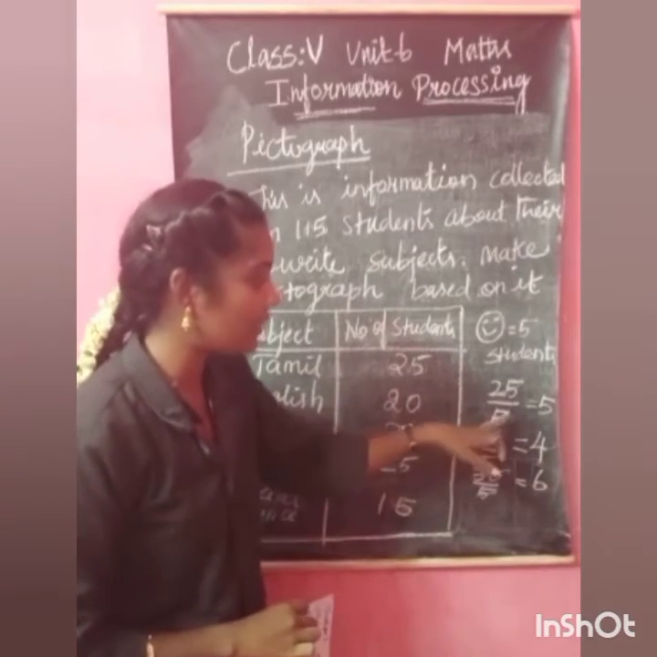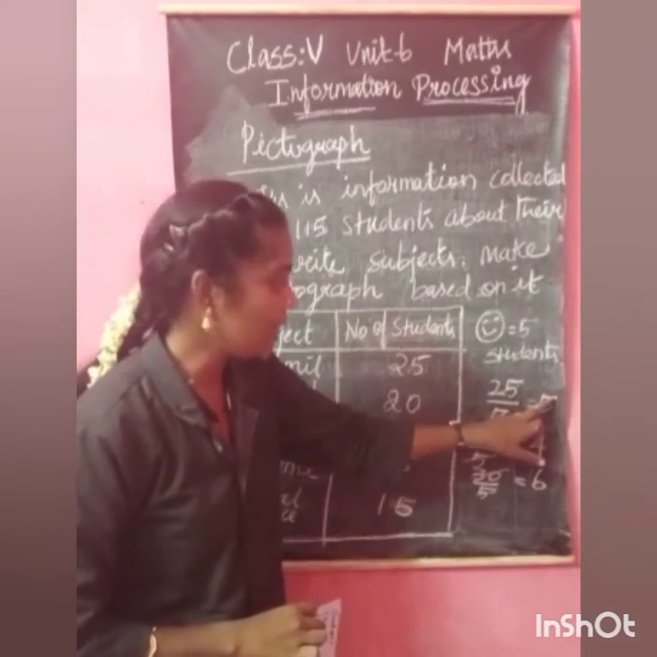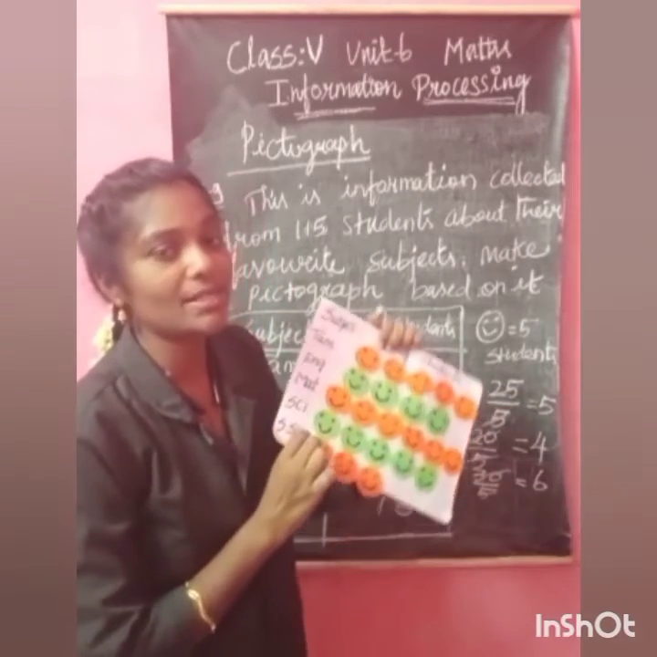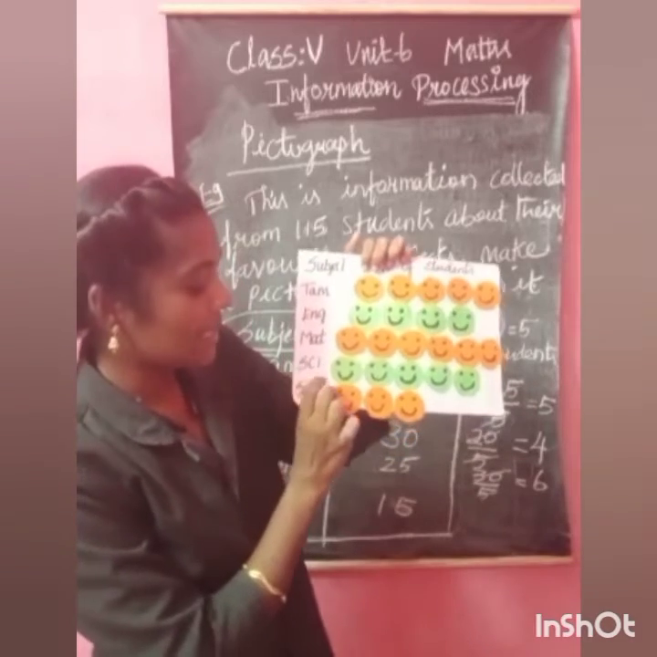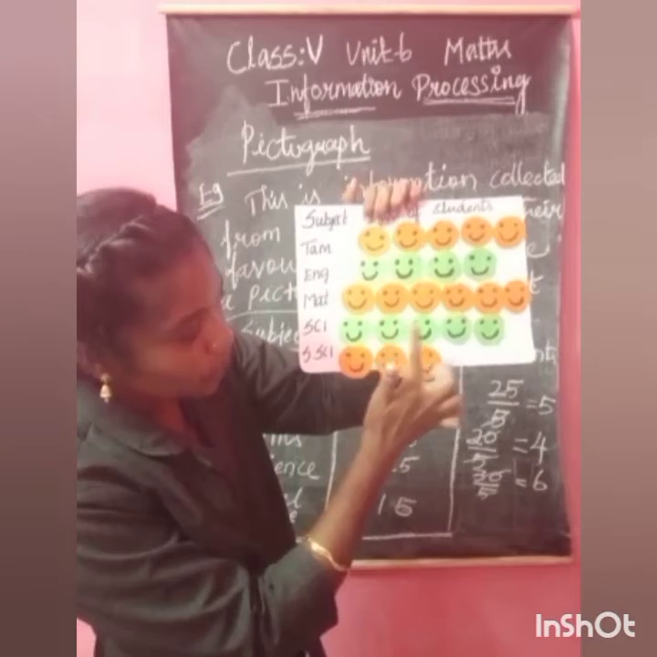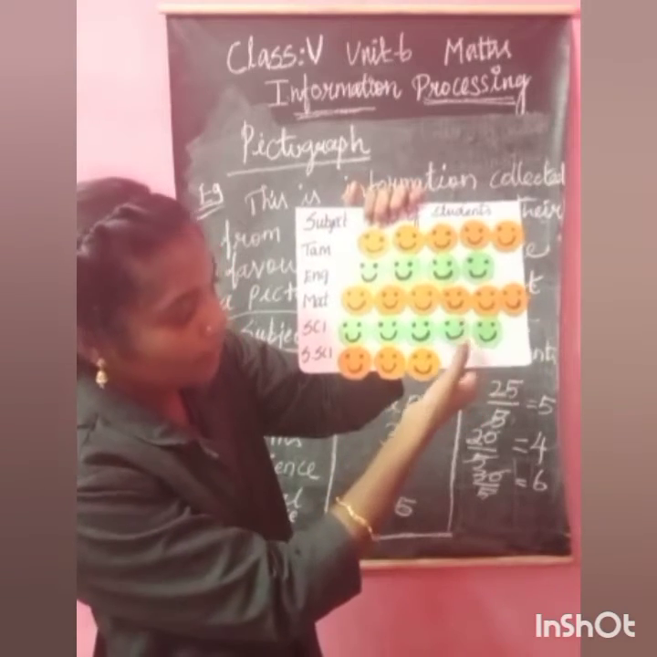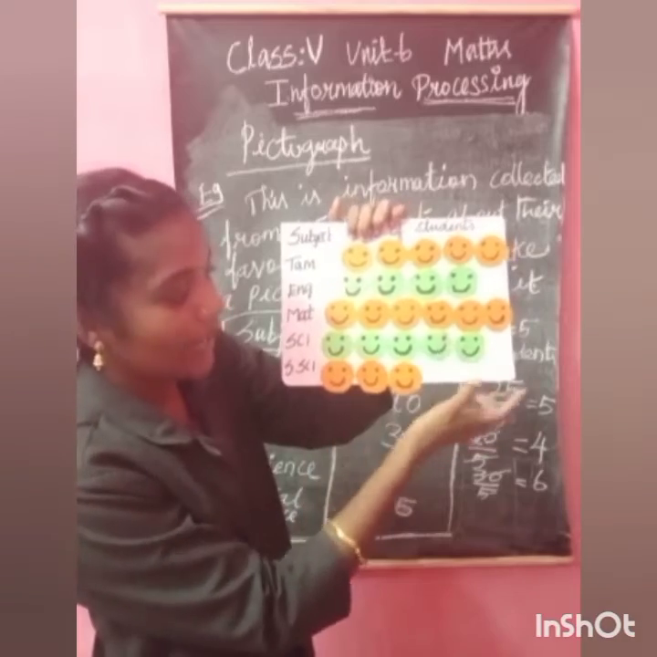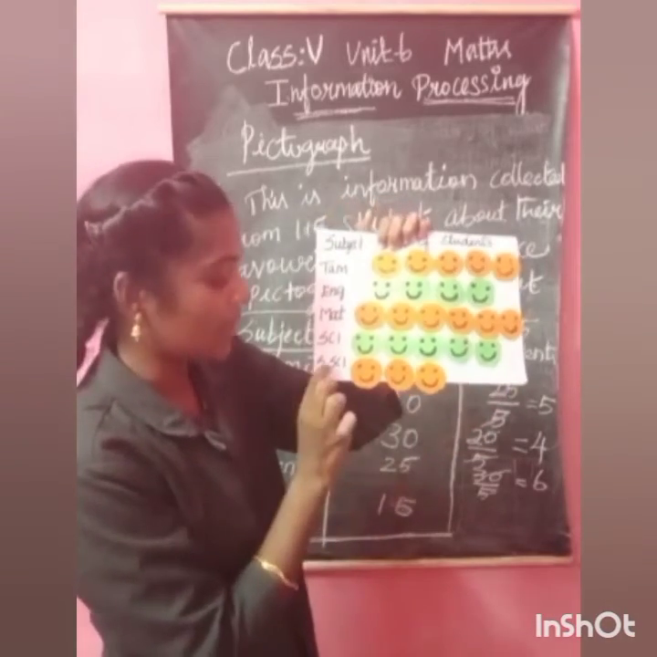So 25 divided by 5 is what? 5 smileys. So 5 smileys want to draw science subject. See the children, so 1, 2, 3, 4, 5. So science subject, 5 smileys want to draw.